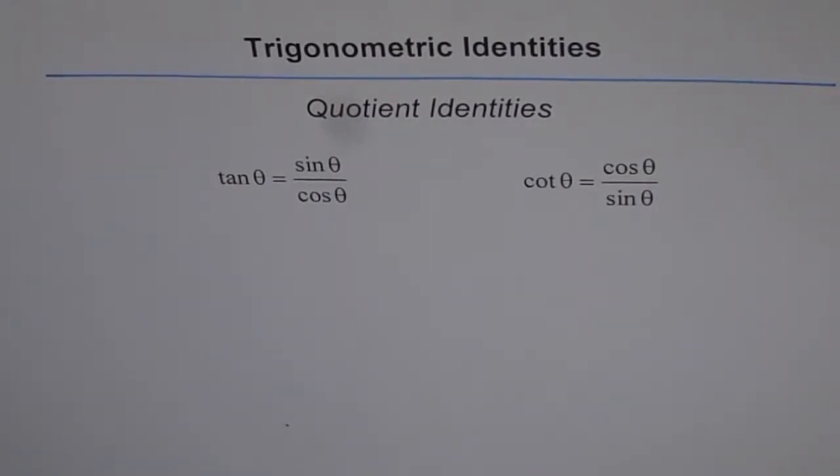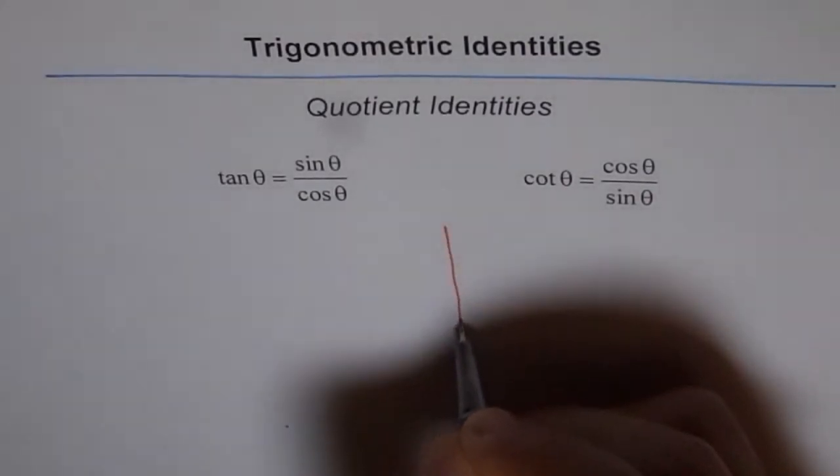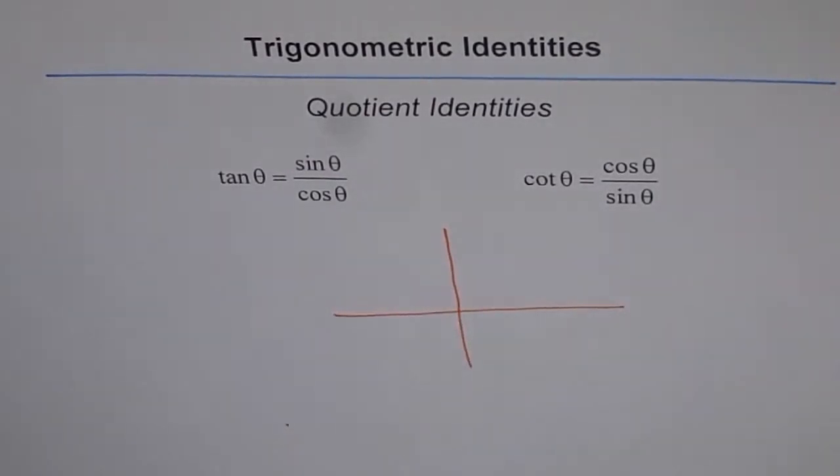Trigonometric identities, quotient identities. This is the third set of trigonometric identities which you should remember while proving the trigonometric identities themselves. So let's try to understand what quotient identities are. Let me make our standard triangle here to explain what quotient identities are.